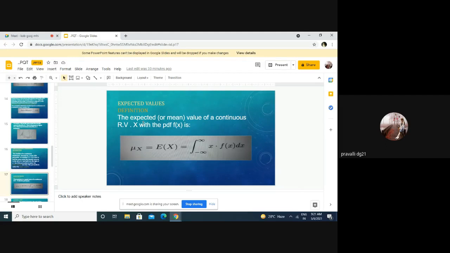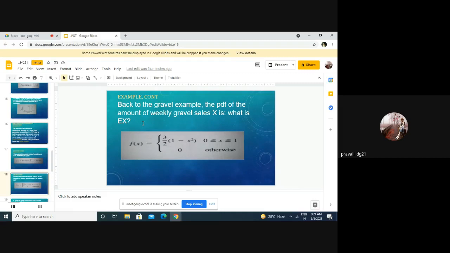Expected values. The expected or mean value of a continuous random variable X with probability density function f(x) is mu_X = E(X) = integral of x times f(x) dx. Back to the gravel example, the probability density function of the amount of weekly gravel sales X is, what is the expected value? Here it is: f(x) = 3/2 (1 − x²) when 0 ≤ x ≤ 1, and 0 otherwise.